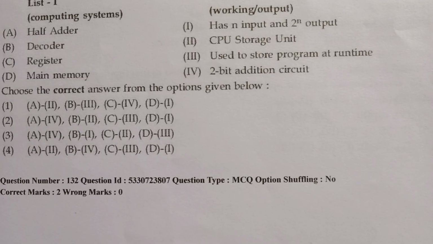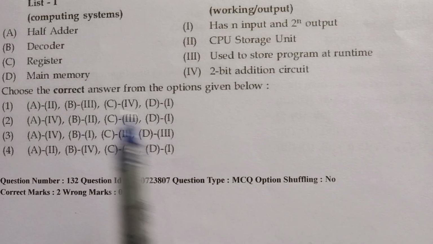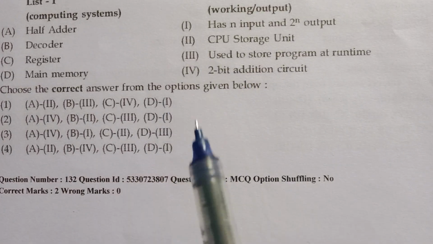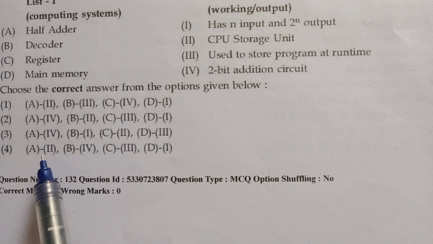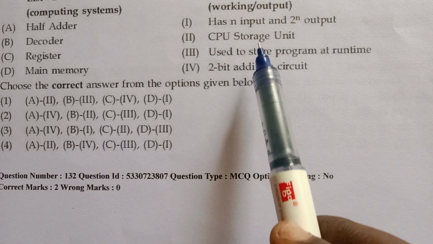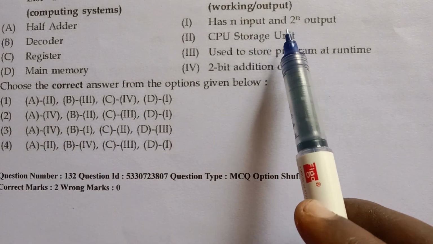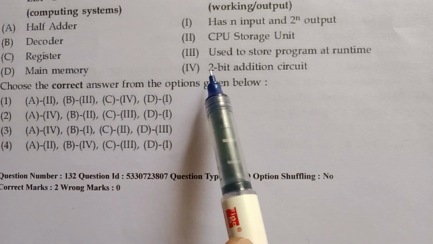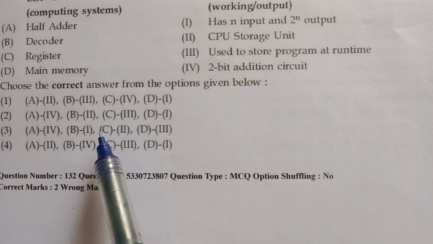So see the question here, half adder. Half adder is used for 2-bit addition circuit. So A goes with 4. And then decoder: decoder will take n inputs and give 2^n outputs. So B goes with 1. So A4 and B1.